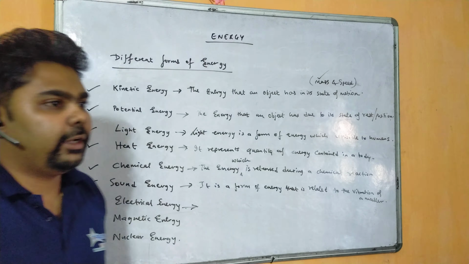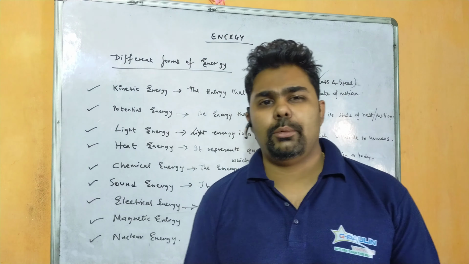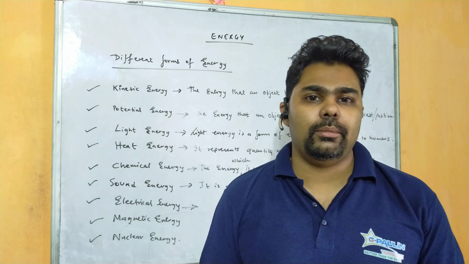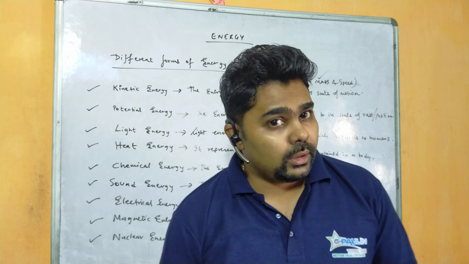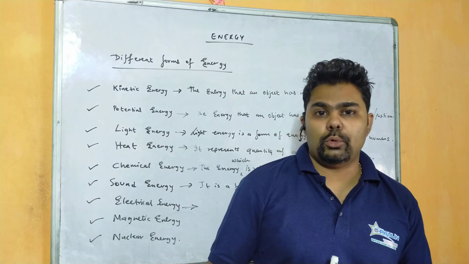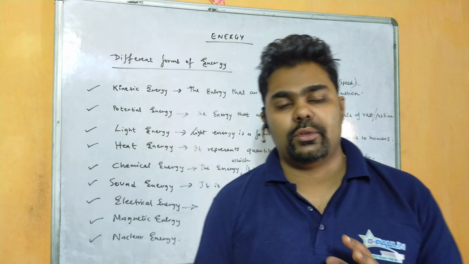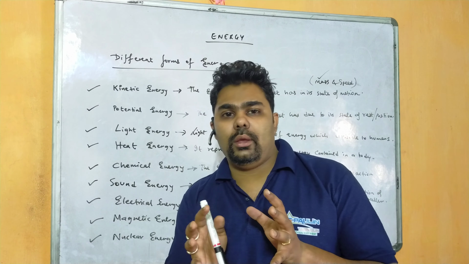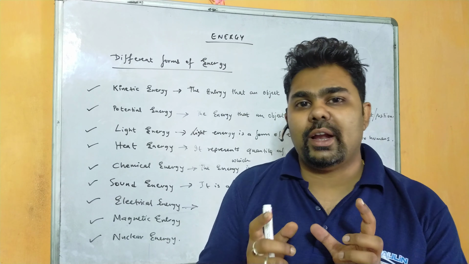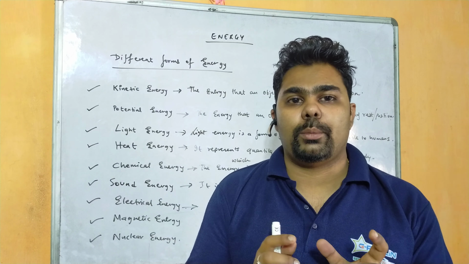The next form of energy we have is electrical energy. We have learned about charges. In an atom there are 3 subatomic particles: the electron, which is negatively charged, the proton, which is positively charged, and the neutron, which has neutral charge. These subatomic particles create a force of attraction or repulsion, and this is an inherent property of charge.